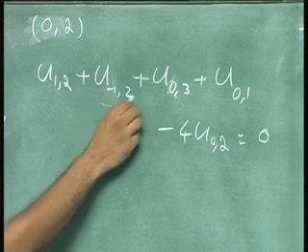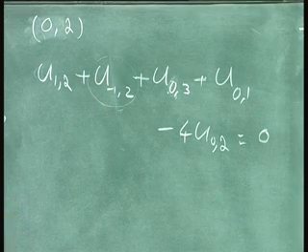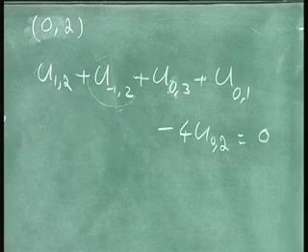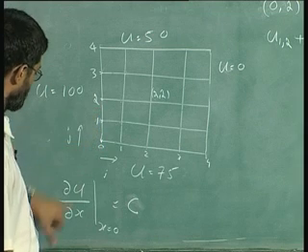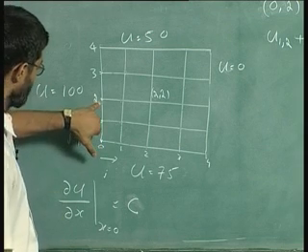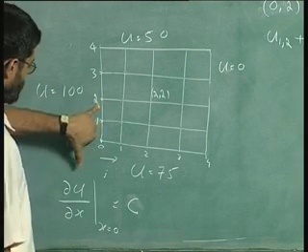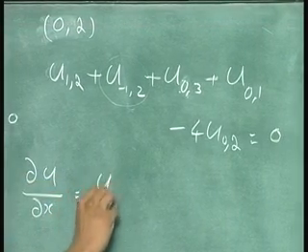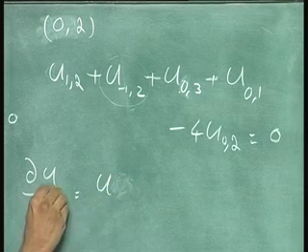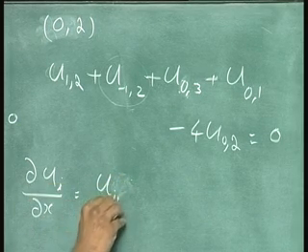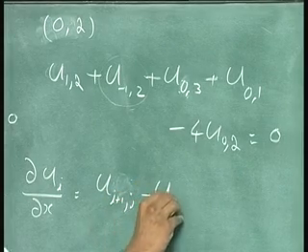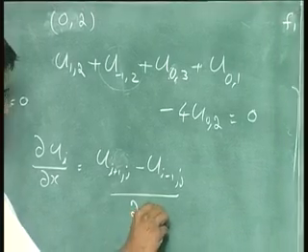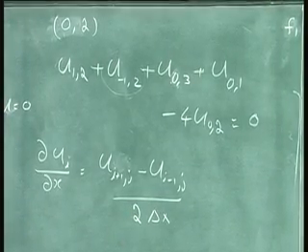But then I don't know what this point is, right? So to solve for the u value at this point, I need to know what u(-1, 2) is. So how do I get that? But I know that del u by del x at this point is given. So what is del u by del x at this point? I will write del u by del x as u_x, that is del u by del x, which I will write as u(i+1, j) minus u(i-1, j) divided by 2 delta x, whatever my delta x was. I can write it like that.